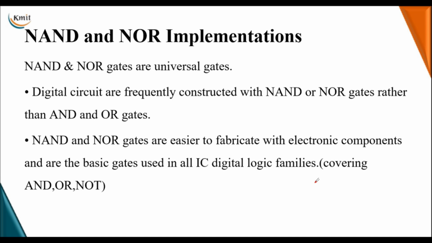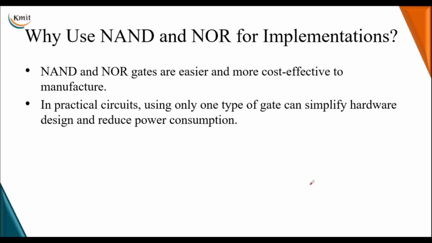we can implement any Boolean function or the basic logic gates using only one type of IC. These NAND and NOR gates are very easy to fabricate with electronic components, and these basic gates are implemented using a single type of gate instead of three different ICs for implementing the function. So we use only one type of IC, either a NAND gate or a NOR gate. Like that we can minimize the cost, and it is more cost effective.